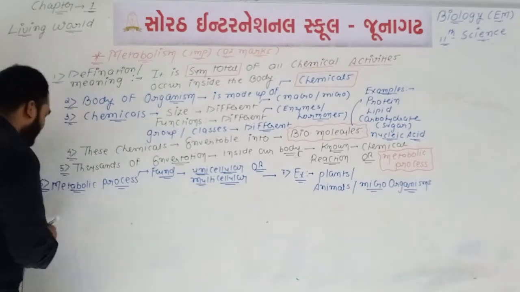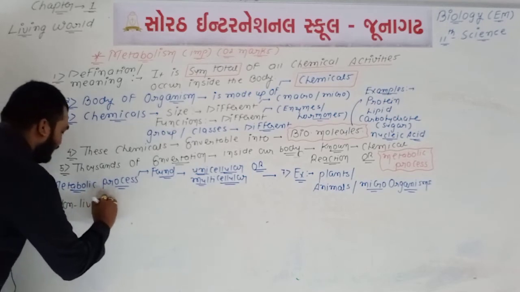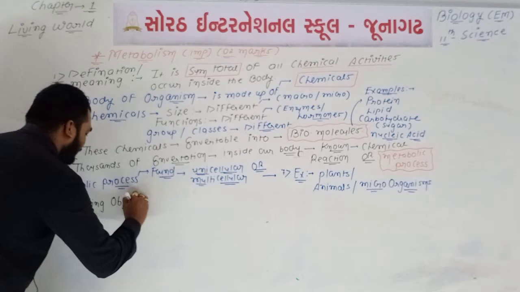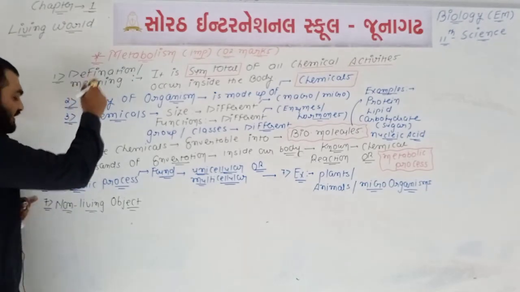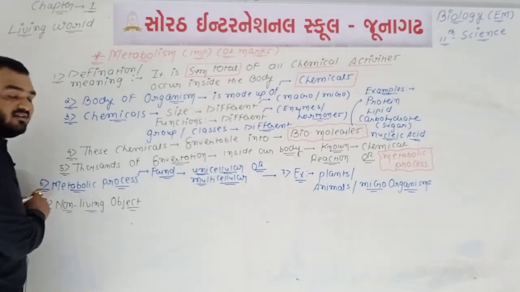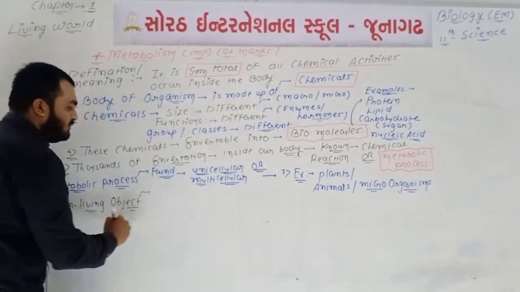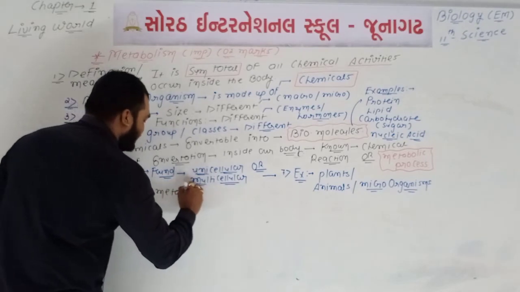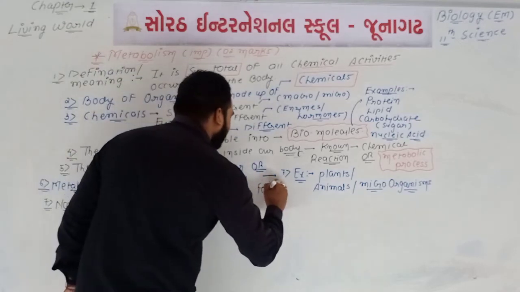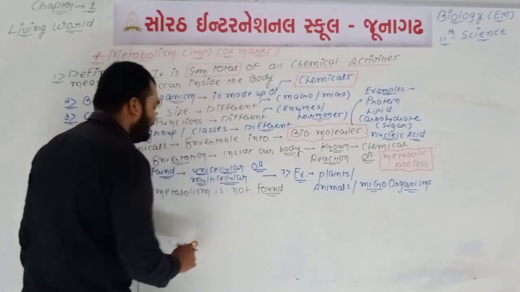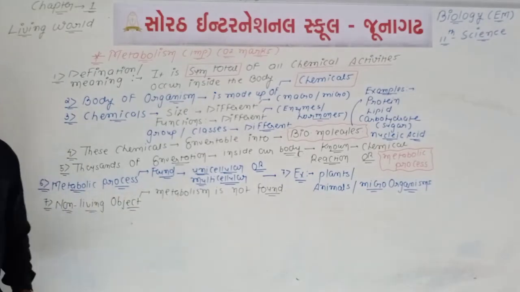Okay, now if we talk about point number 7, what about the non-living object? See, we are talking about the non-living thing. The first 6 points are about the living, meaning the living organism, and point number 7 is about the non-living object. So in a non-living object, metabolism is not found. You will remember this, metabolism is not found in non-living objects.